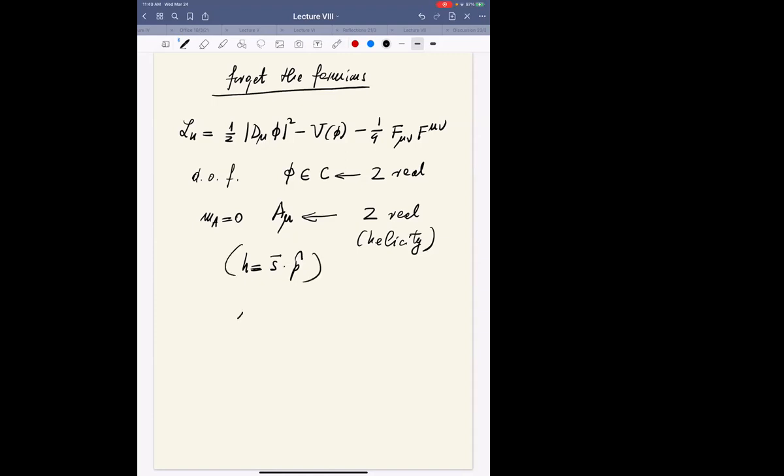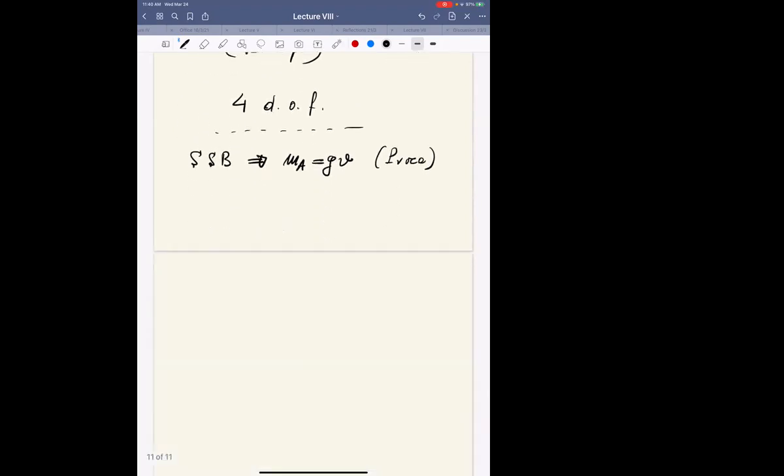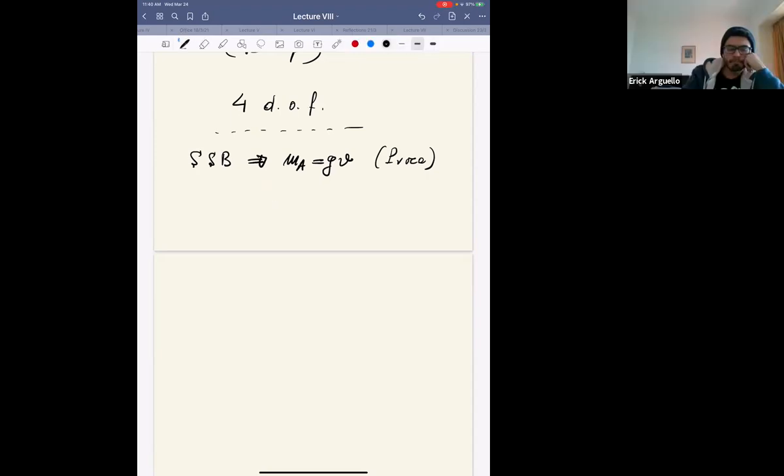So I have 4 degrees of freedom. This is what I started with. But then something happened. So this is my beginning. But then I said there is spontaneous symmetry breaking. And what happens is I just convinced you that M A is G V. I got the Proca field. How many degrees of freedom, Proca? 3. 3 degrees of freedom.